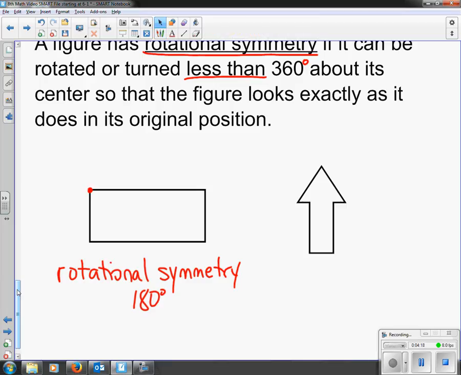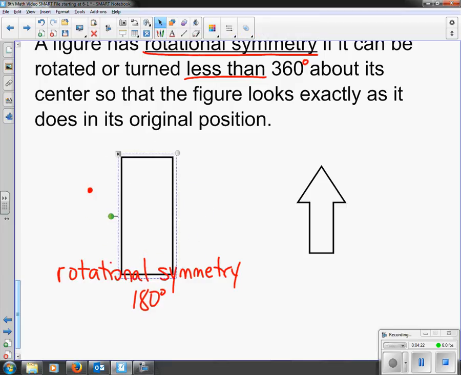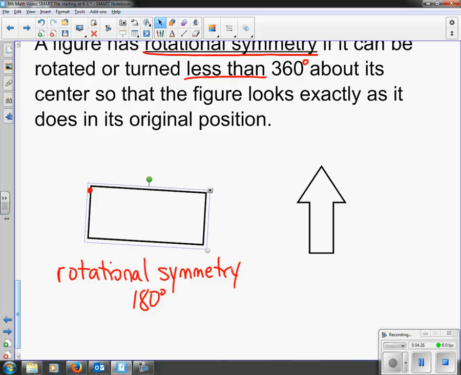It has to be anything less than 360. If I rotate the shape more and bring it back to its beginning, that would be 360 degrees. It went all the way around, so the rotation has to be less than 360 degrees.